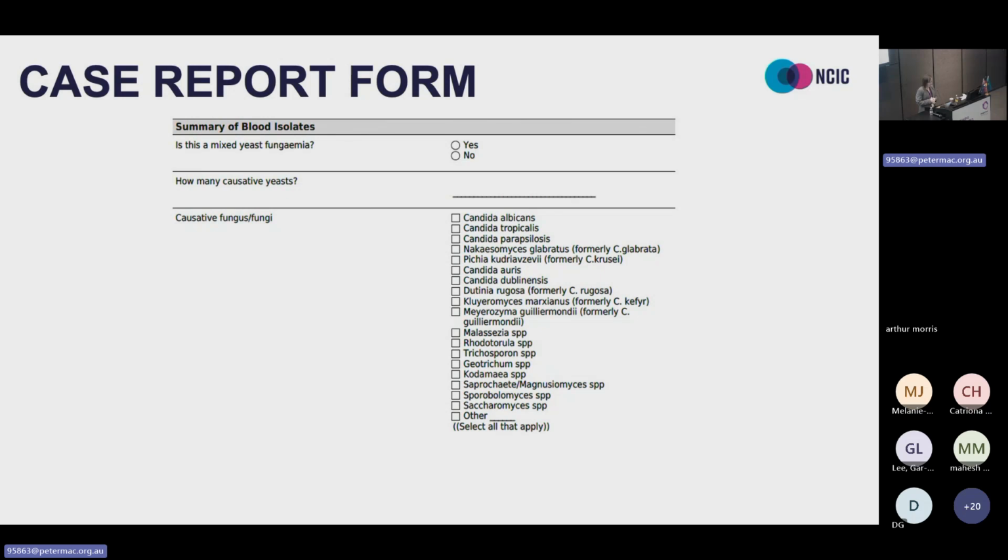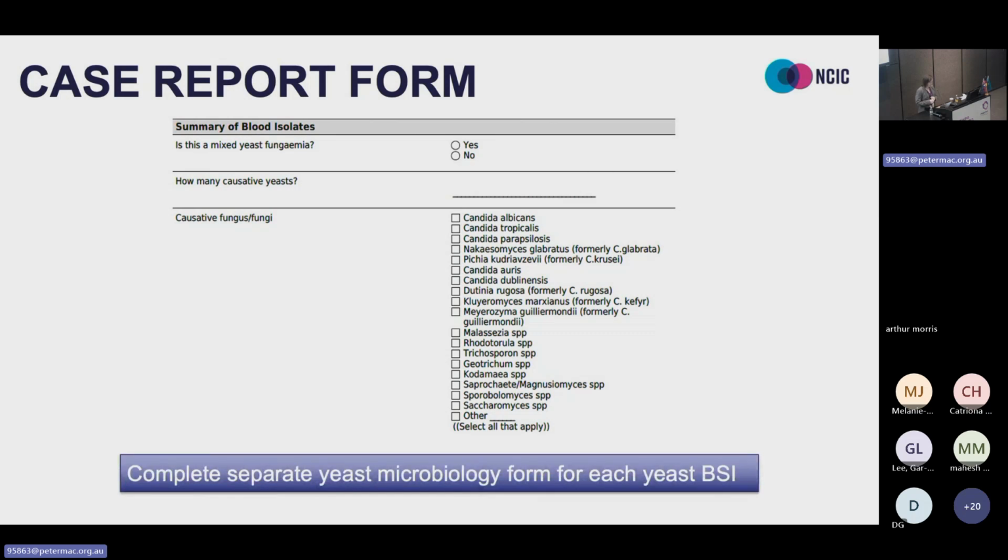So basically the start of this is to look at whether it is a mixed yeast fungemia. So this is referring to at the time of the blood collection, if there were two yeasts identified, then you would answer yes, and that would therefore allow you to enter the relevant information for each isolate. And so that's the mechanism there, and then you can enter the causative fungi with the option of other, and there's a free text there that will allow you to enter ones that are not there.